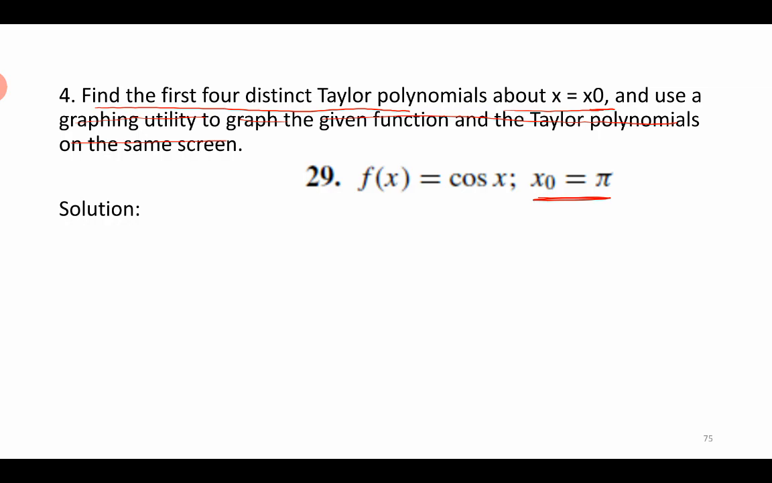Okay, the function given is f of x. So the first derivative is sin x, and the first derivative at pi, not 0 here. x0 is not 0, it is pi. If it is 0, then it is called a Maclaurin polynomial. That's the only difference. Sin pi is 0.